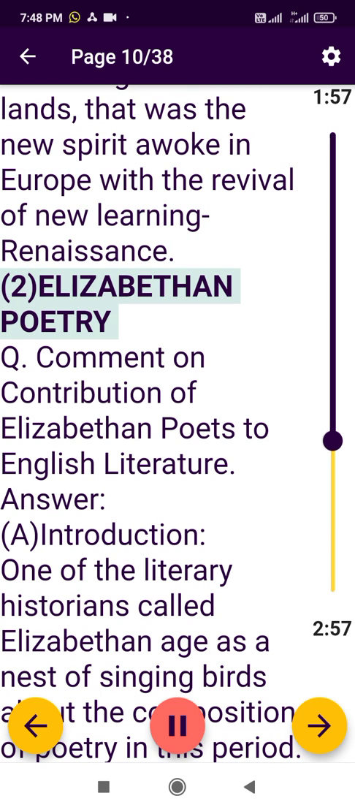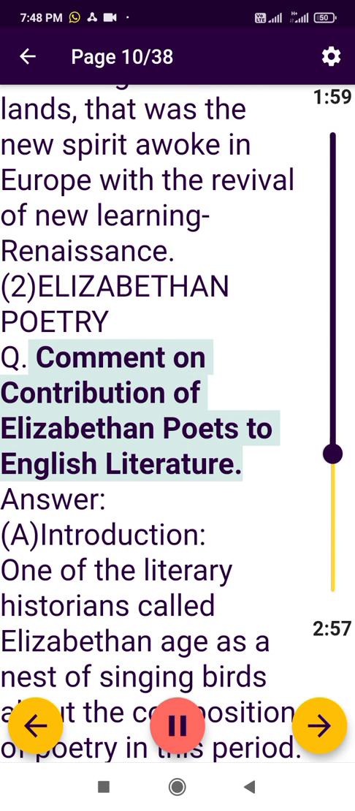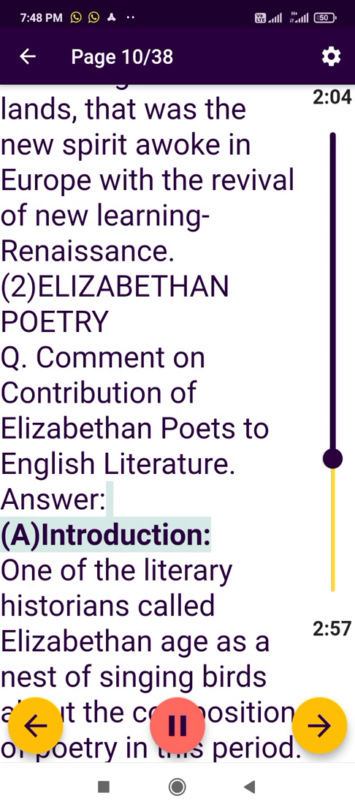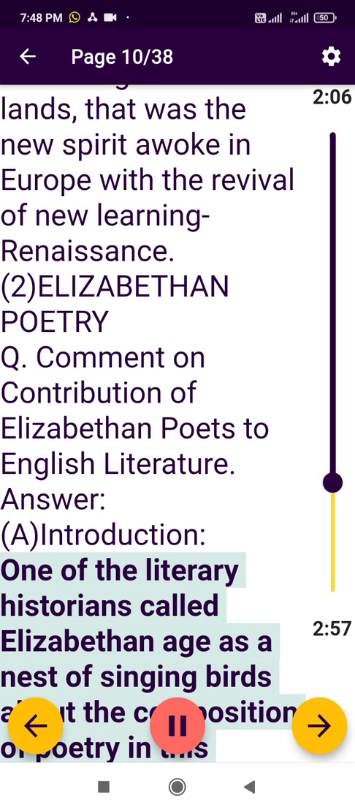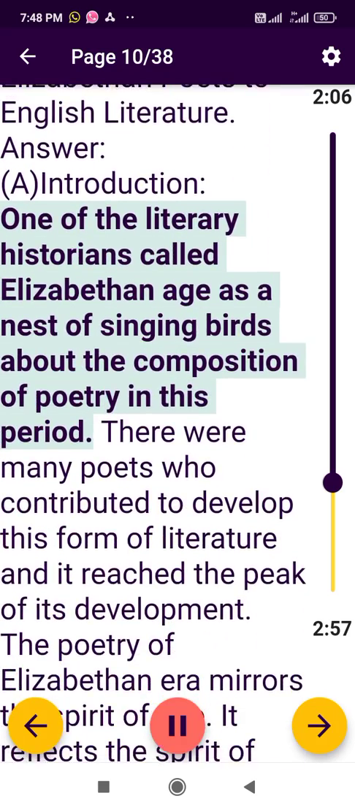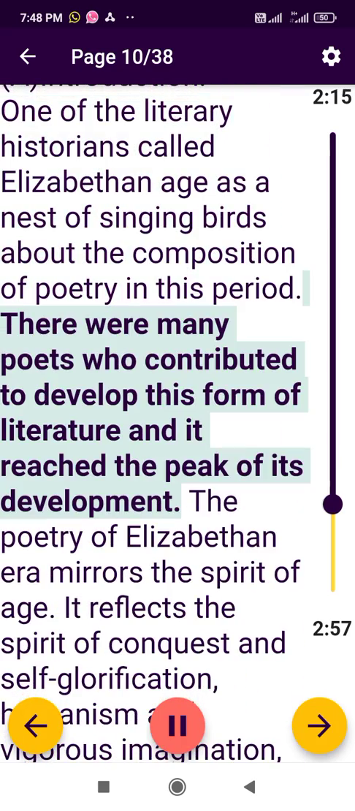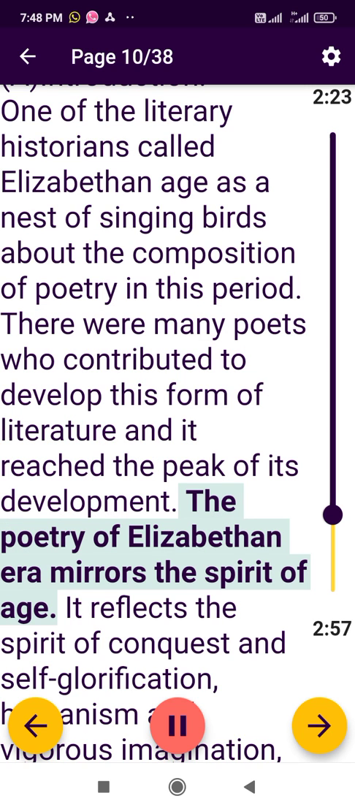2. Elizabethan poetry. Q. Comment on the contribution of Elizabethan poets to English literature. Answer. Introduction. One of the literary historians called the Elizabethan age a nest of singing birds because of the composition of poetry in this period. There were many poets who contributed to develop this form of literature, and it reached the peak of its development. The poetry of the Elizabethan era mirrors the spirit of the age.